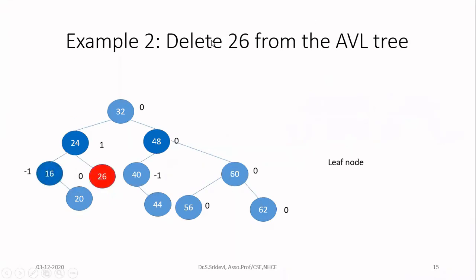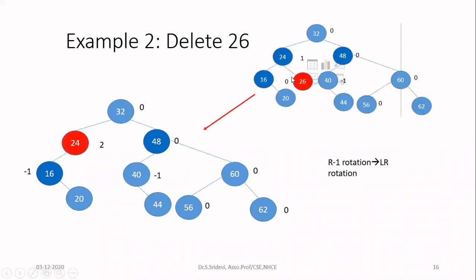So now I have to delete 26 from the AVL tree. So 26 is available as a leaf node. When a node is a leaf node, simply delete the node and replace the link of the parent with null. So after the deletion is over, I have deleted this 26. So now this is my new parent. Okay, this is the parent. It is having the link as null in the right direction.